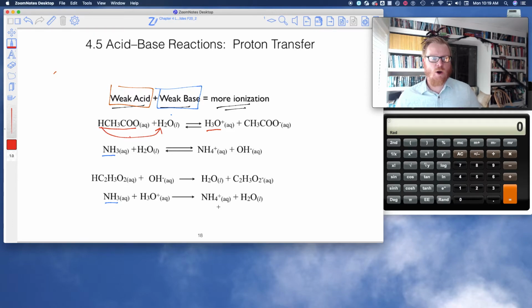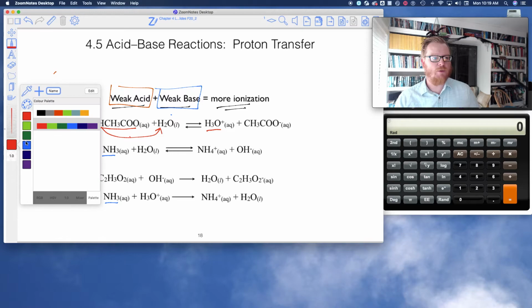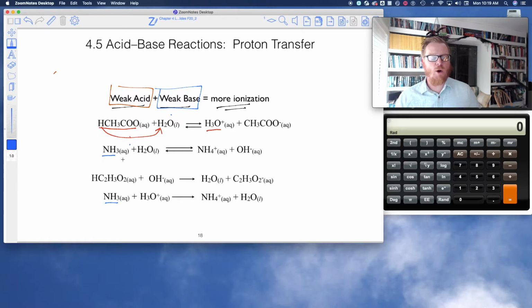Now what is going on here? Let's go back to the ammonia. My ammonia is accepting a proton from the water, and then it makes hydroxide, which is a base. So now what happens?